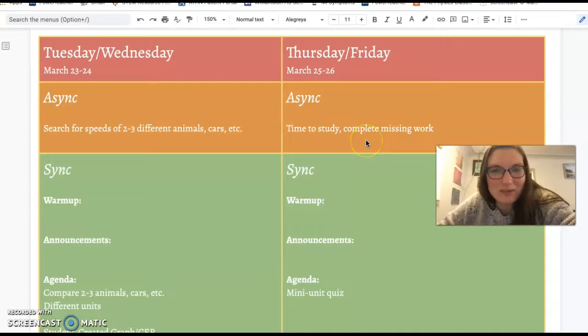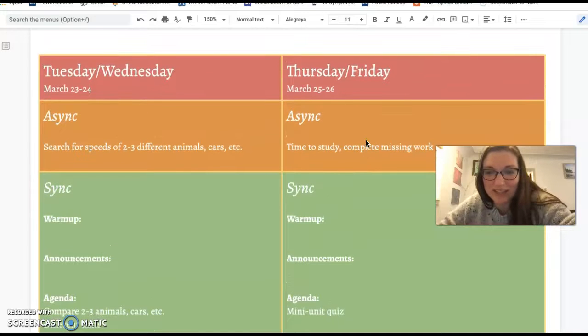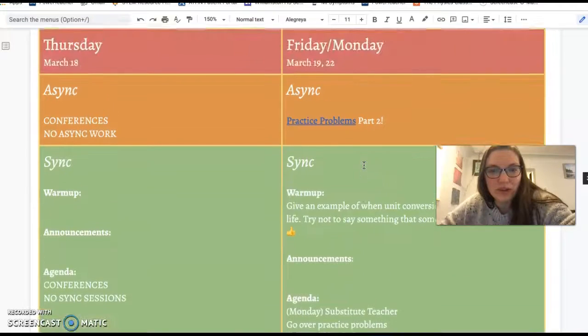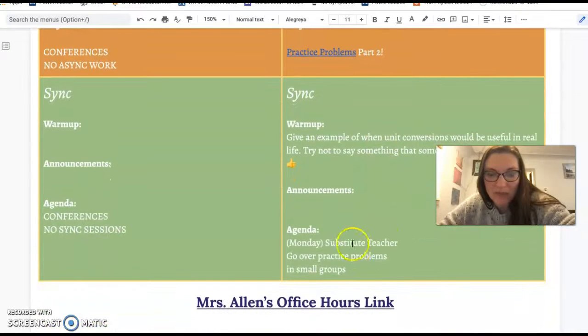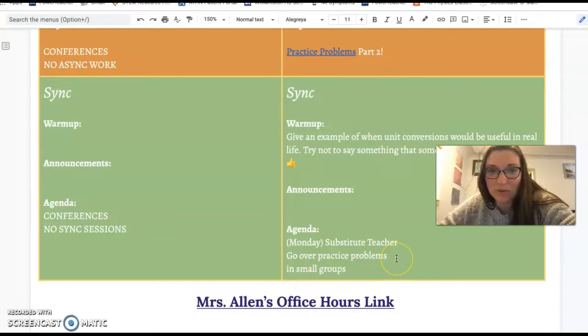I guess I'll tell you about one more week because that'll bring us to the end of the unit. Like I said, Friday, Monday is that second set of practice problems. If you're in 4th and 6th hour, you're going to have a substitute teacher in the afternoon of Monday. I'll provide the answer key, and you can work through that with your small groups.